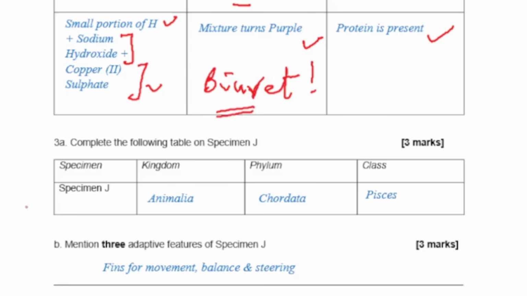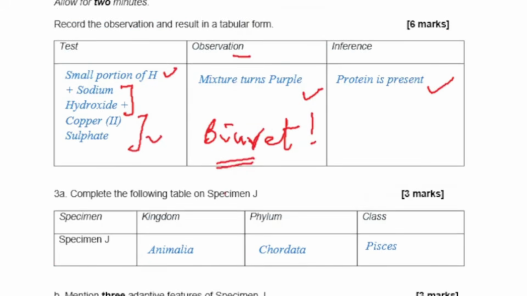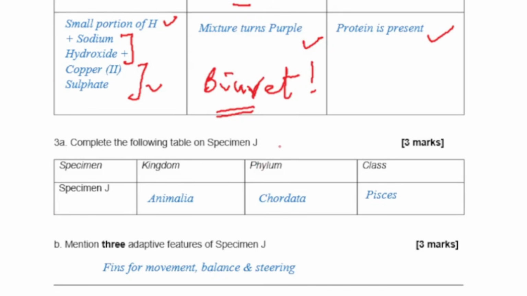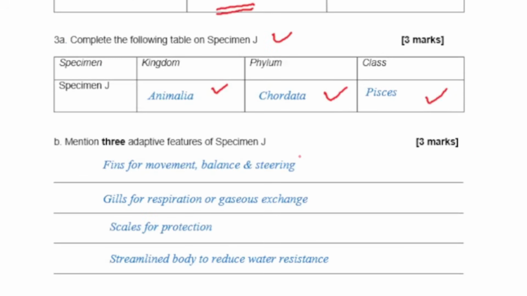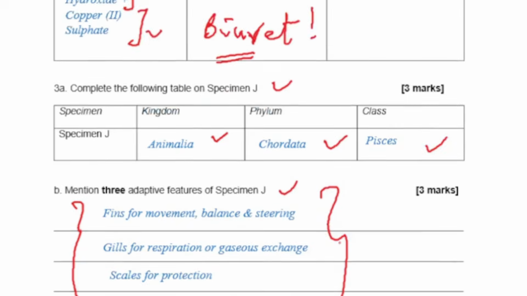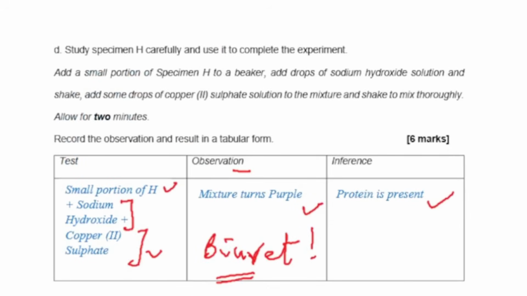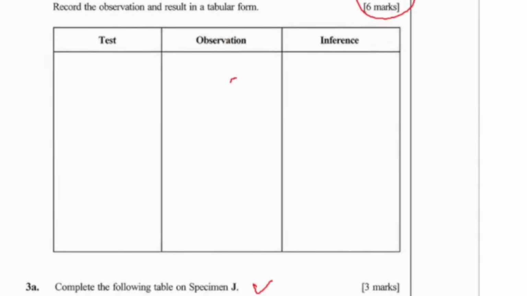Take note of that. Moving on to the next one, they asked us to complete the classification of specimen J into kingdom, phylum, and class. So you have Animalia, you have Chordata, and you have Pisces. So please take note of that. This is very important. And of course, you all know this. We don't want to talk about this again. Adaptive features of specimen J: fins, gills, scales, and streamlined bodies, together with the functions of what they do. So please take note of that. That is very, very important. So moving on to the next question.